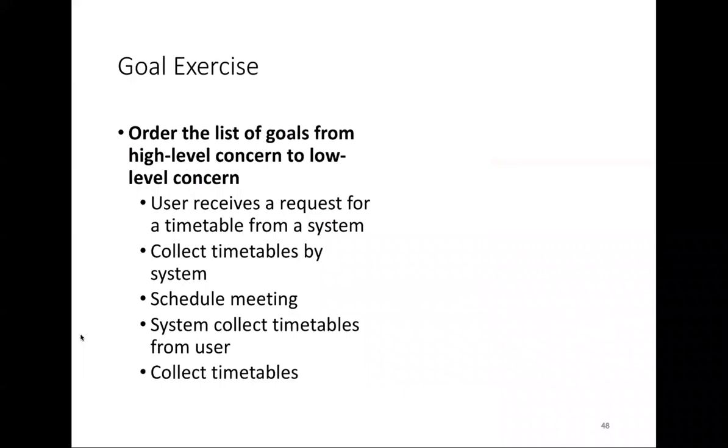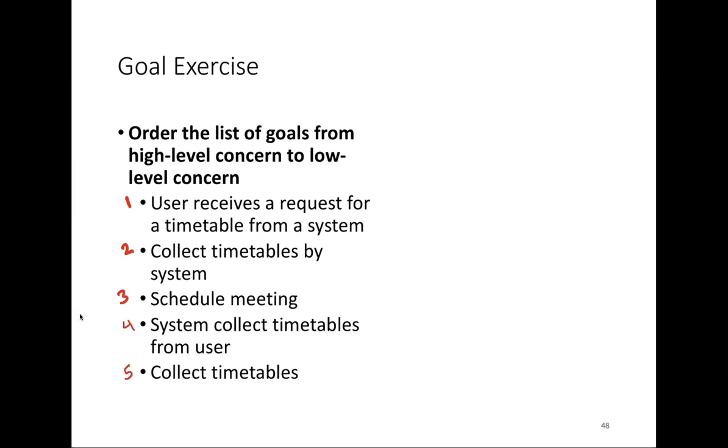If we are about to build the hierarchy of goals, it's important to identify which goals are of high-level concern versus which goals are of low-level concern. Let's look at the following set of goals and try to list them from the high-level concern to the low-level concern. The first goal is user receives a request for a timetable from a system. The second goal, collect timetable by the system. The third goal is schedule meeting. The fourth goal, system collects timetable for user. And the fifth goal, collect timetable.